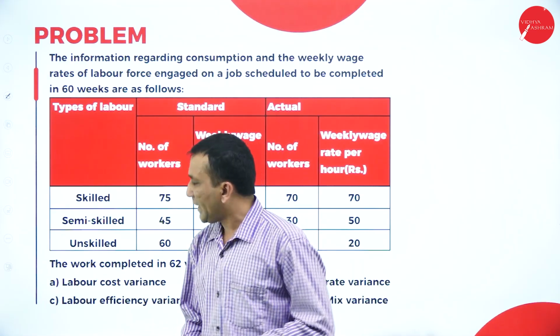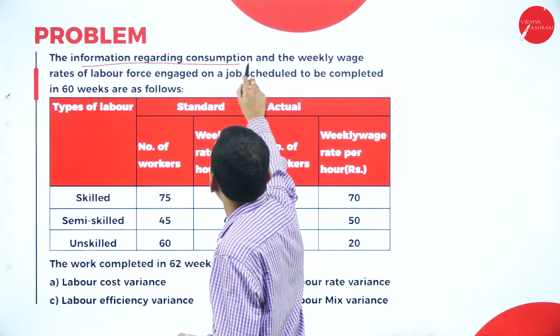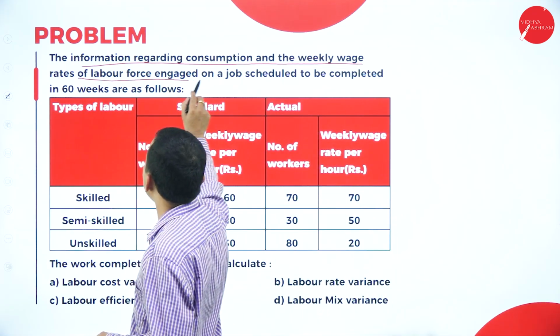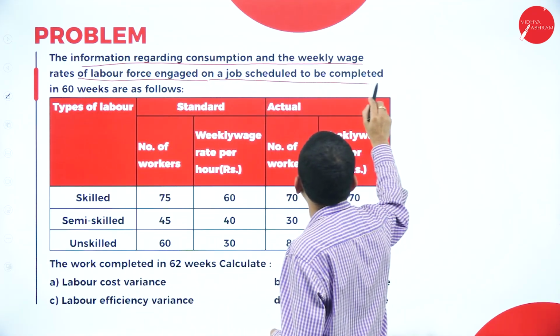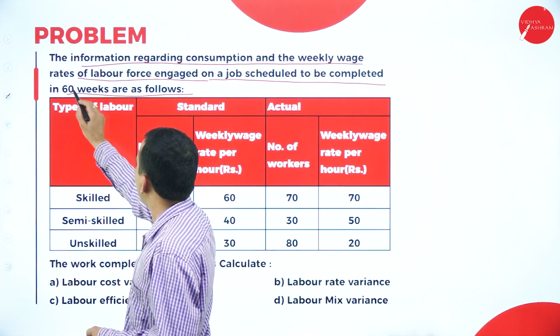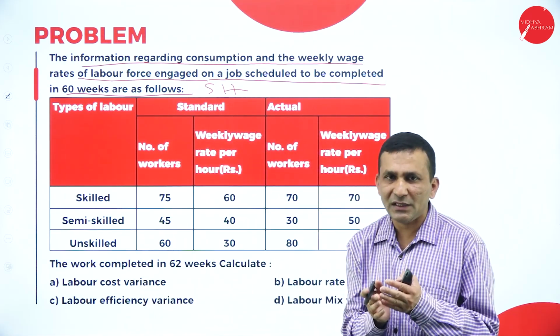Now moving to the next question. The information regarding the consumption and the weekly wages rate of the labor force engaged on the job schedule to be completed in 60 weeks is as follows, which is nothing but the standard hours, given, set by the management.